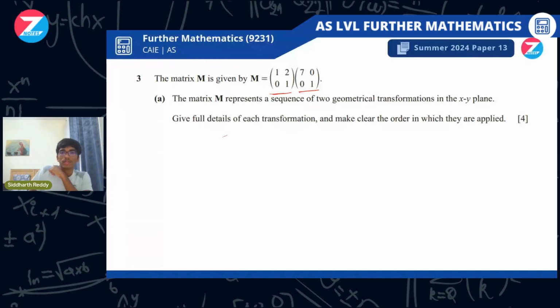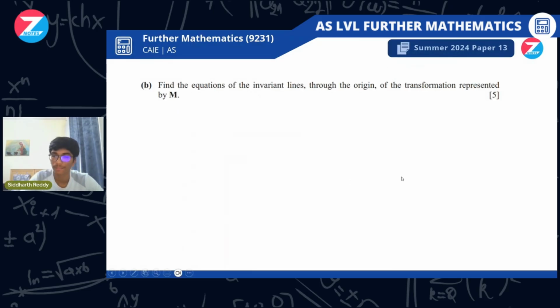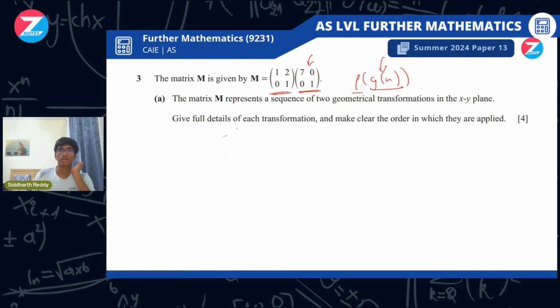So we have a combination of two matrices first here. Always it's like functions. When you see f of g of x, the innermost one is applied first, and then the outermost one. Similarly, the rightmost matrix is always applied first, then the left one. So the first matrix which is applied is this one, 7, 0, 0, 1.